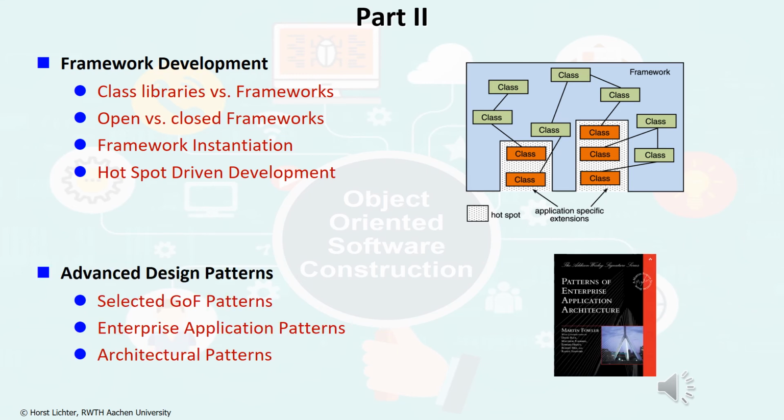Next, we turn to the topic of design patterns. We start by discussing some selected basic design patterns introduced by the Gang of Four. We then introduce some enterprise architecture patterns, such as the service pattern or the Fluent API pattern. Finally, we introduce some architecture patterns, such as MVC and microservices.